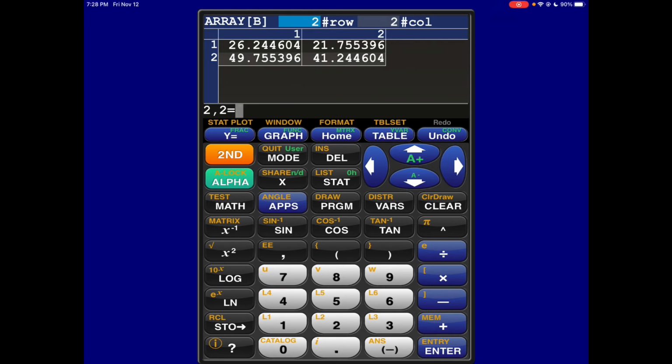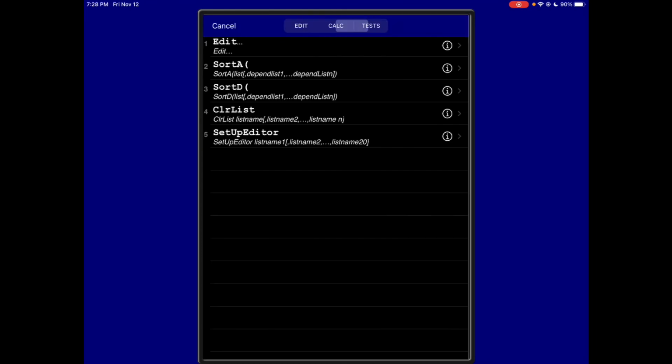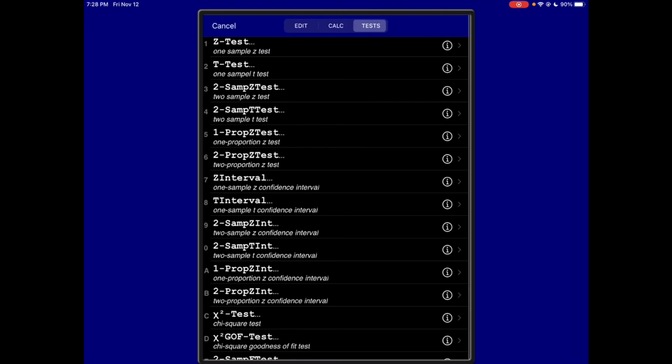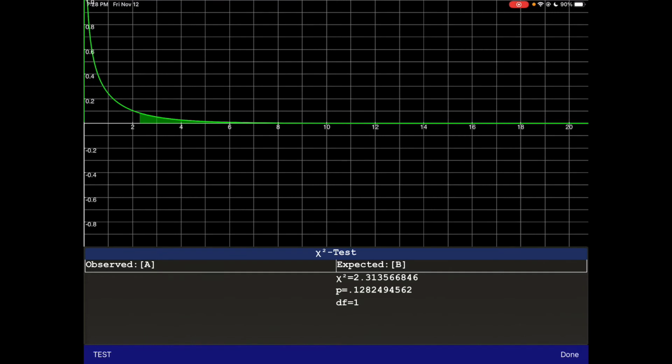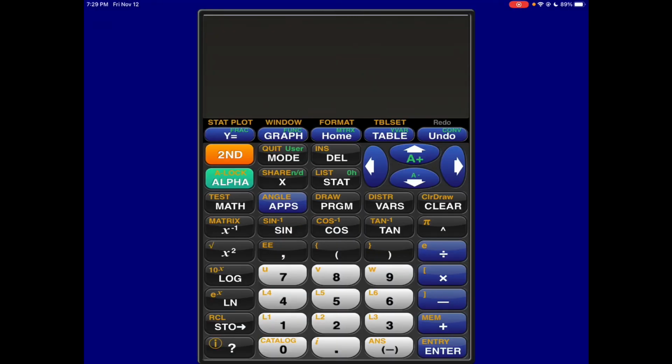Okay, so now we just run our test. So you can press stat, go to tests, and then go to chi-square test. And then let me show you how you can actually enter those matrices. So when I press that, it automatically assumes that my observed is A and my expected is B. So how do you make that little symbol with the square brackets and A show up and then the square brackets and B show up? Very simple.